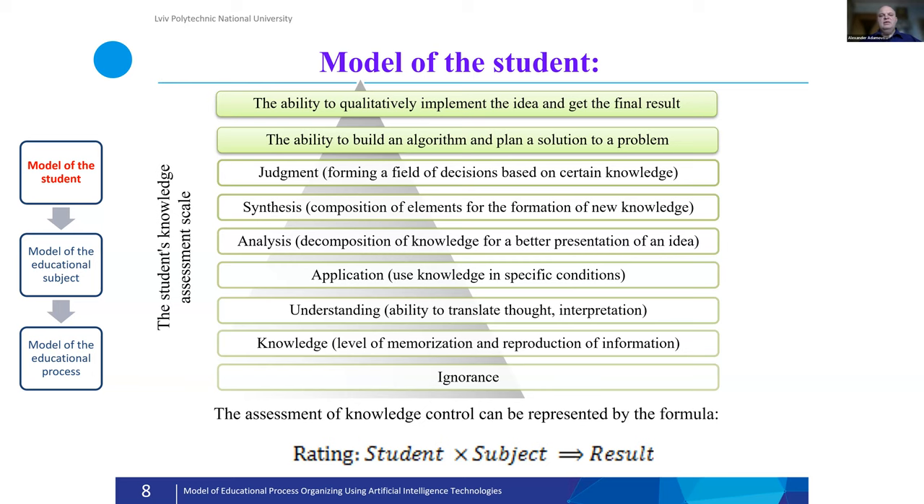Then analysis, decomposition of knowledge for a better presentation of an idea. Then a higher level, synthesis, composition of elements for the formation of new knowledge. Then a higher level is forming a field of decision based on certain knowledge, and the two highest levels: the ability to build an algorithm, plan or solution to a problem, to create that, which Bloom called creativity, and the ability to qualitatively implement the idea and get the final result. The assessment of knowledge control can be represented for every student and every subject. So our result goes through every student, no exceptions, and every subject being studied.